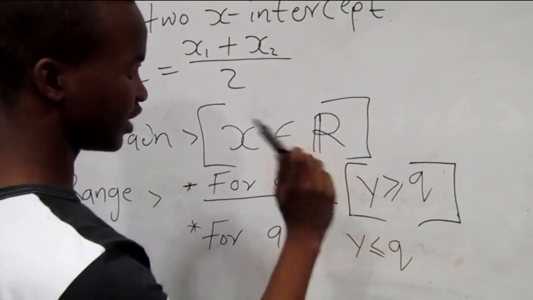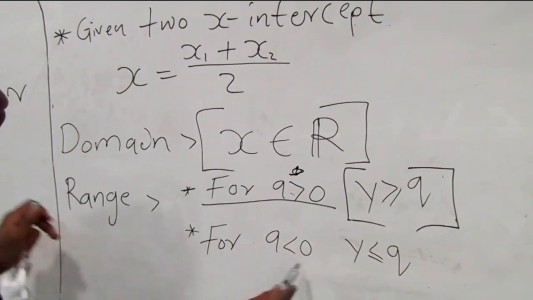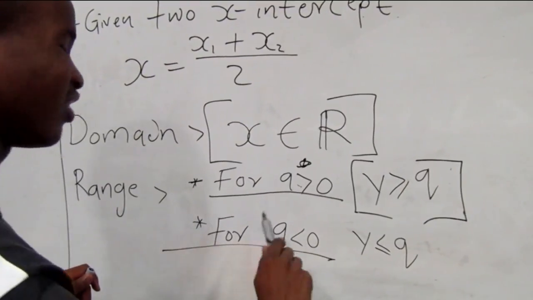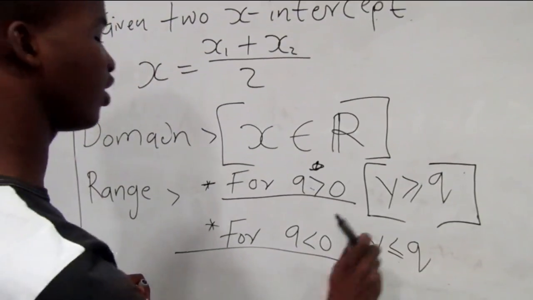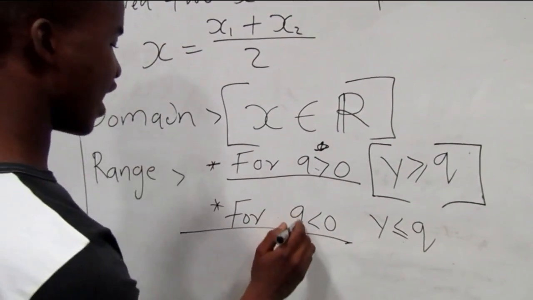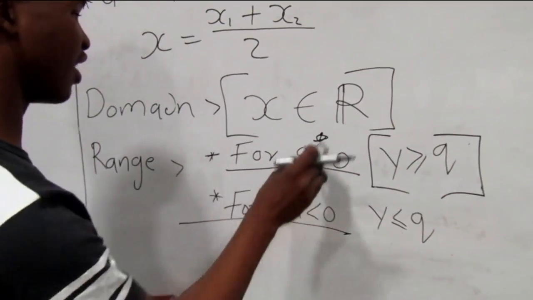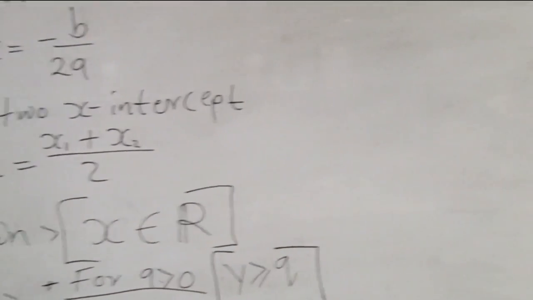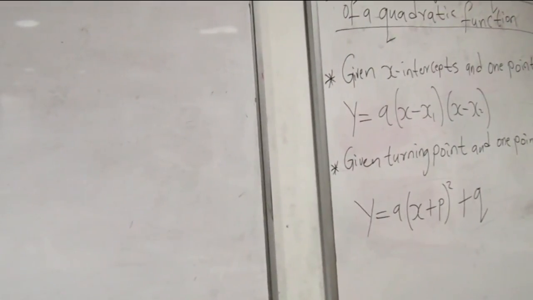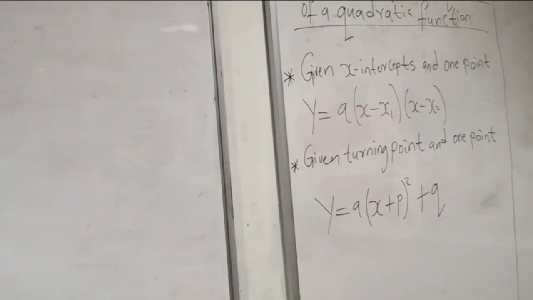Now you just need to substitute the value of q, and for this condition also, if this q is positive, you don't change this sign to be greater or equal to. It's always less, as long as a is less than 0, of which a is negative. Here a is greater than 0, a is positive. Then we move to our scenario, where I will be explaining more about determining the equation of a quadratic function.